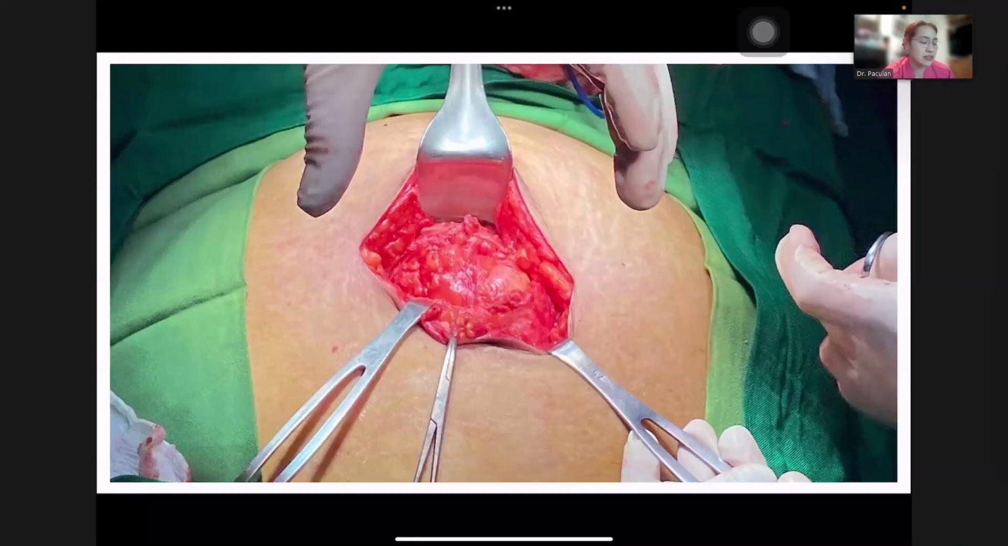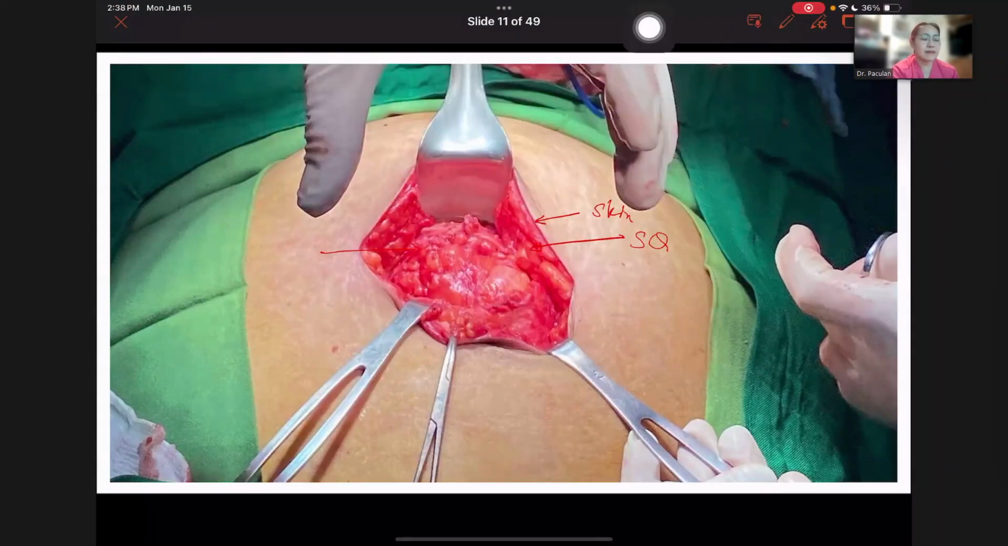So this is after opening the abdomen. This is your skin. This is your subcutaneous tissue. And then this is your fascia.